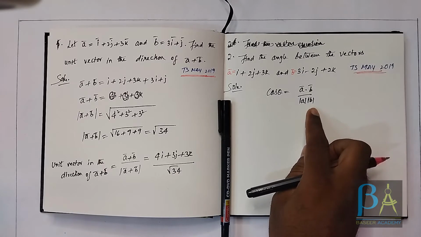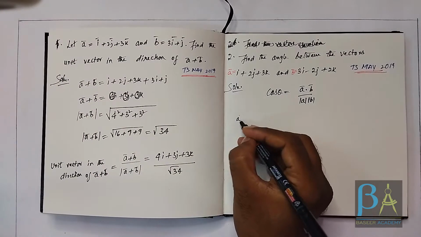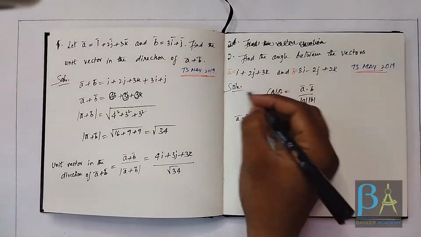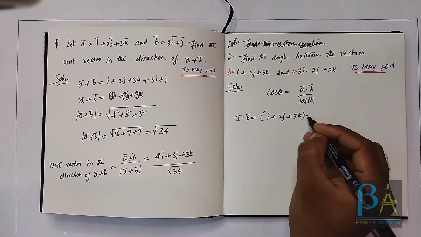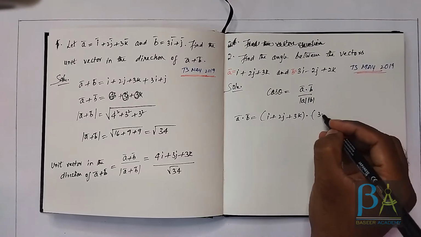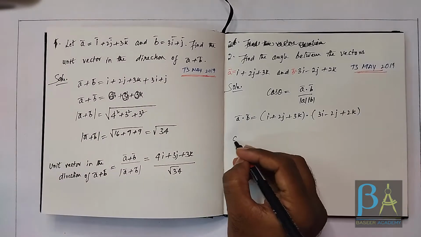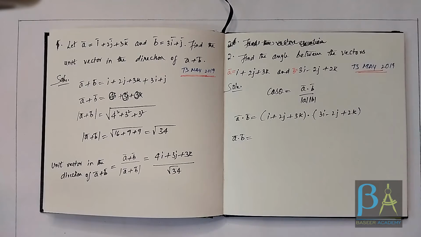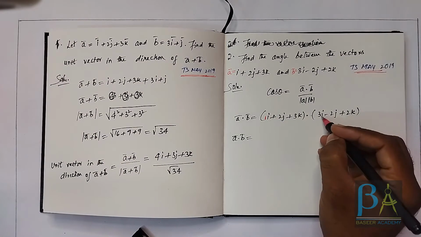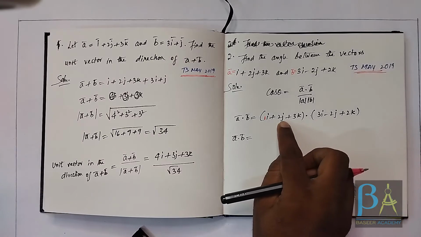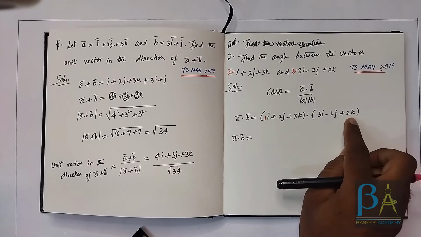Let us first learn how to find out the dot product. Now, A dot B. What is A here? It is i plus 2j plus 3k, dot B. What is B here? 3i minus 2j plus 2k. Now what we really need to do here, how do we find out the dot product? Finding the dot product is pretty easy. Multiply the coefficient of i with the coefficient of i, the coefficient of j with the coefficient of j here, and then the coefficient of k with the coefficient of k.